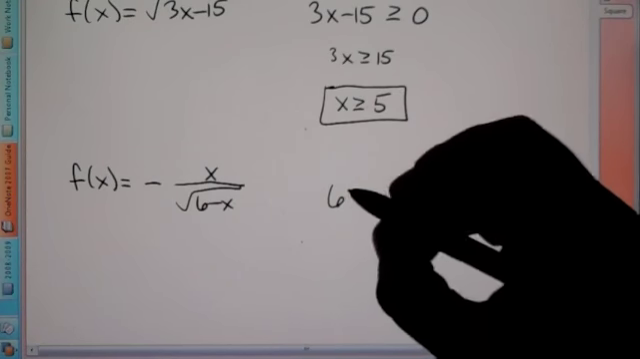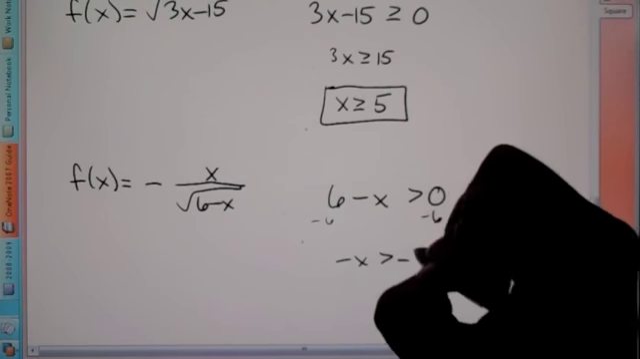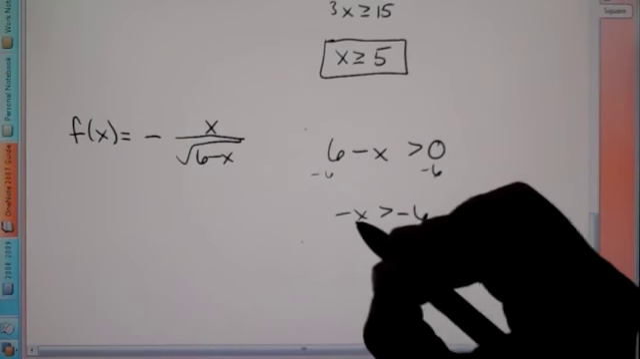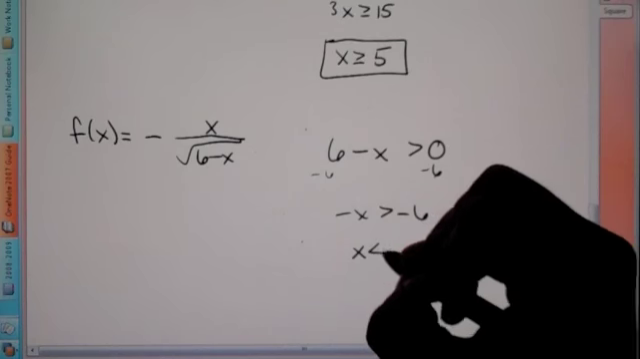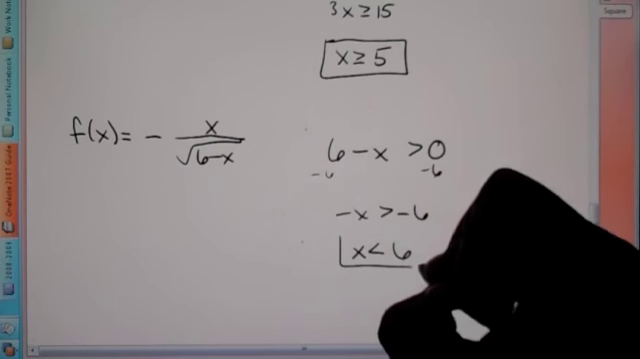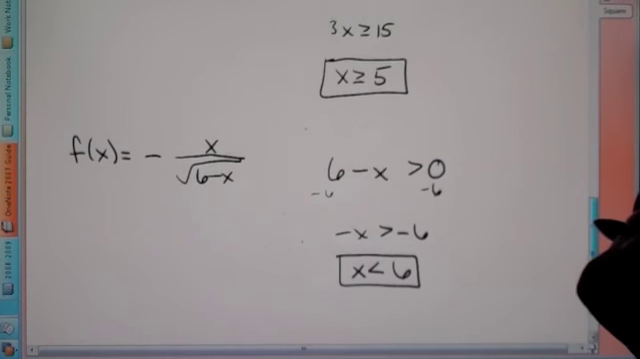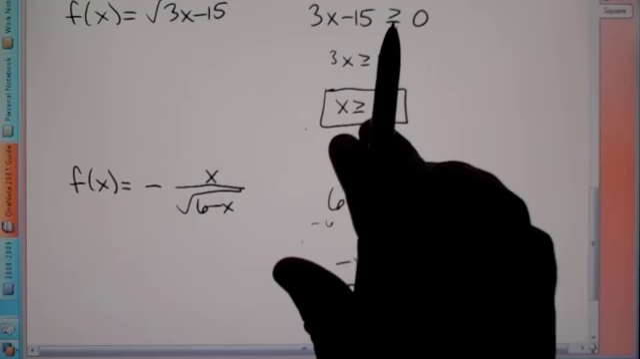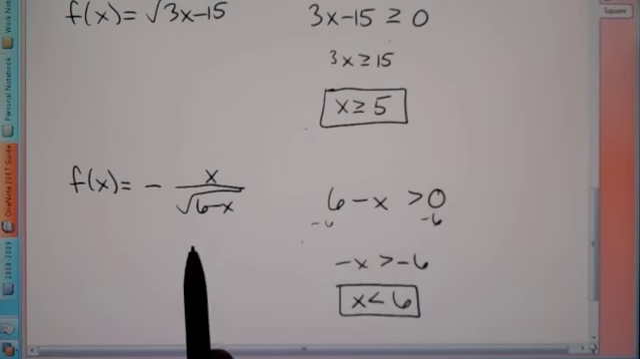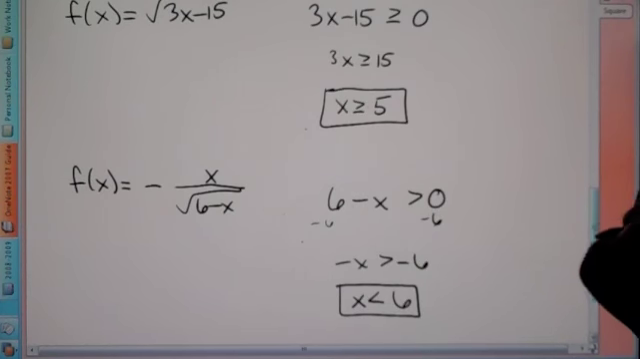So now we're just going to subtract 6. You get negative x is greater than negative 6. And then we divide by a negative. And since we divided by a negative, we switch the direction of the symbol. So this would be our domain. There you go. So again, when you have a root in the numerator, when you're dealing with domain, you go greater than or equal to. When you have a denominator, you just say greater than. Okay? That's the only difference with that.